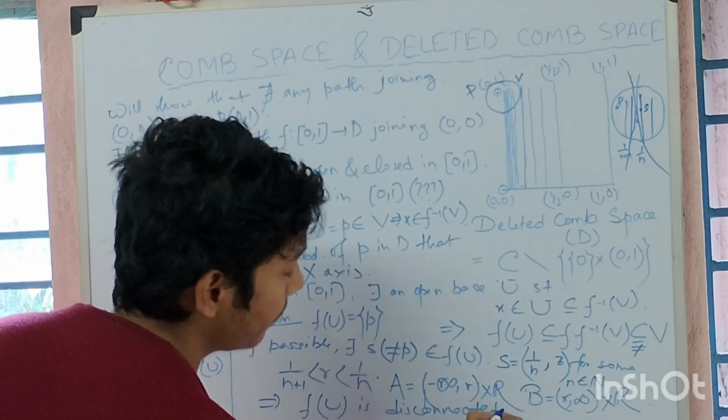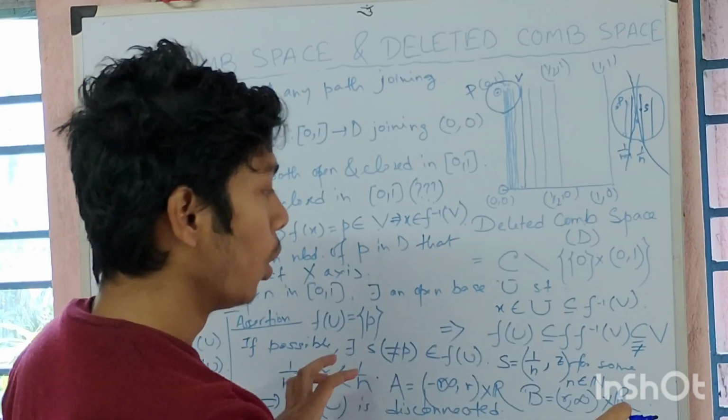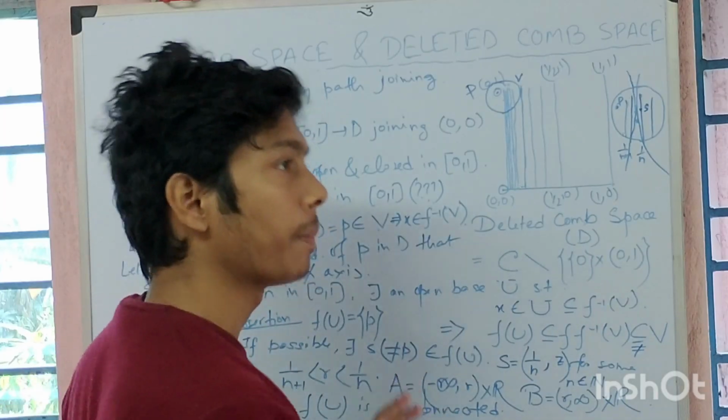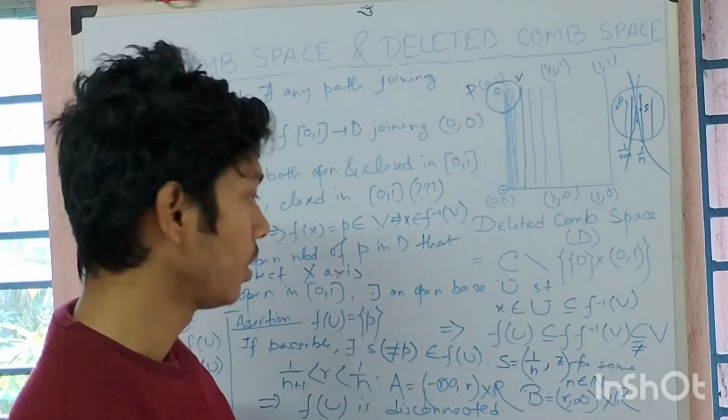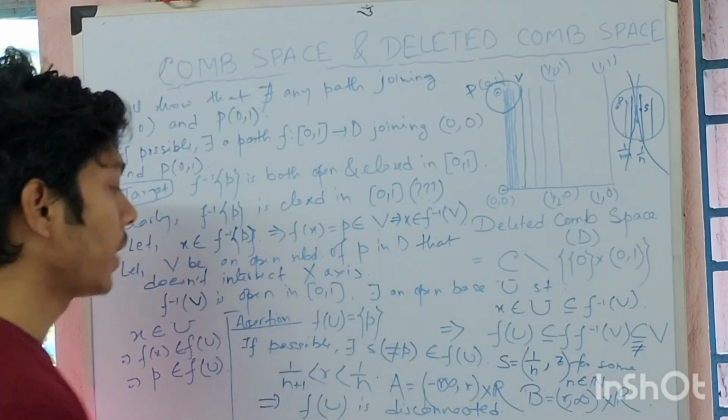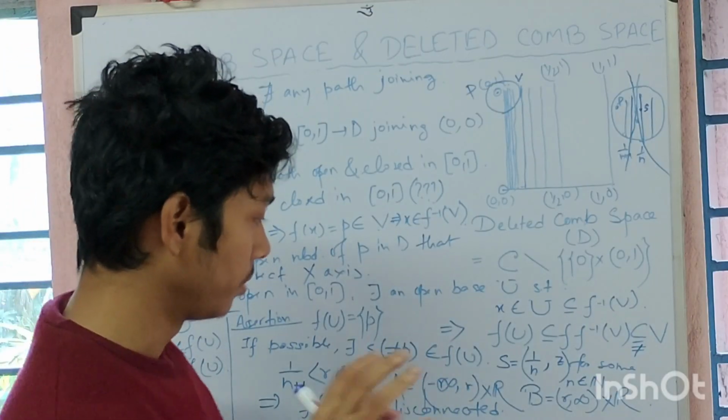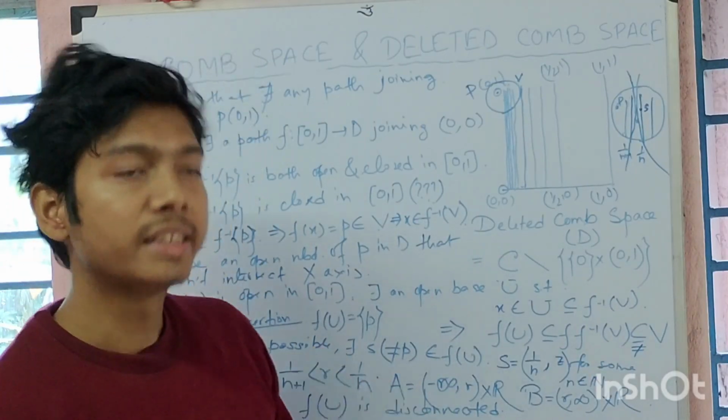Correct? Because it can be separated by two disjoint open sets. These two are disjoint open sets. That's why I can conclude that F(U) is disconnected.